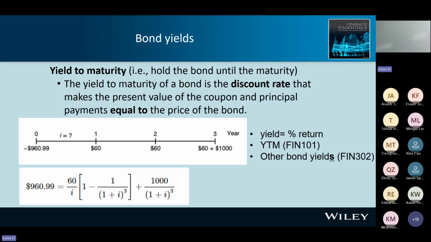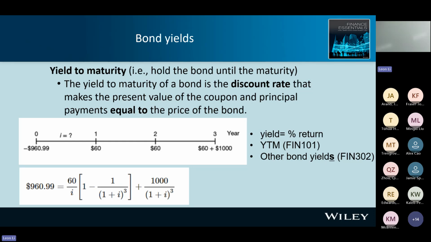Bond yield. Yield is percentage return. In our 101 course, we discussed yield to maturity, or YTM. I'd like to highlight this word, maturity. That means the bond investor buys the bond, then holds the bond until maturity. This is YTM.